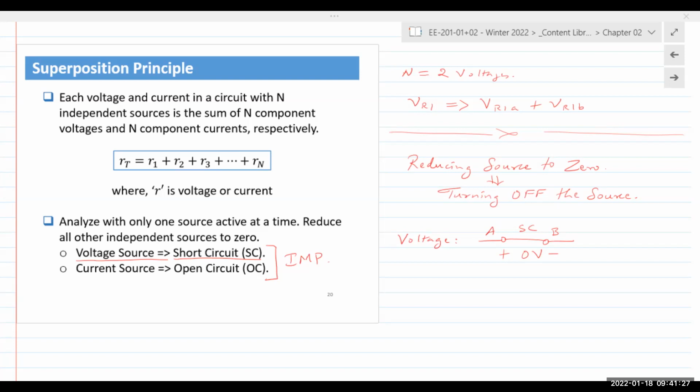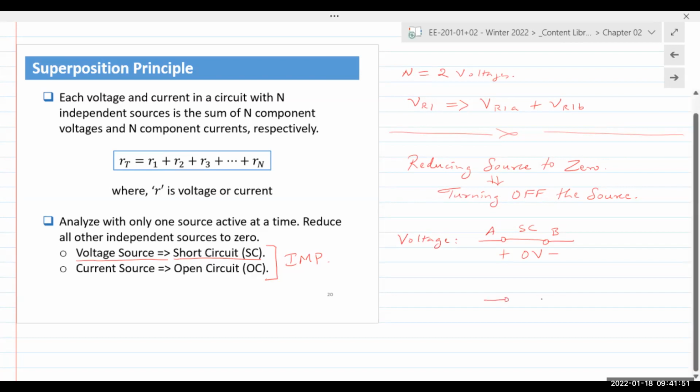Okay. Then a current source. To reduce a current source to 0, meaning if you want to reduce the current from one point to another point in a circuit, if you want to completely reduce it to 0, the only way that can happen is if there is no pathway for the current to flow through. So you make the points or the pathway open.